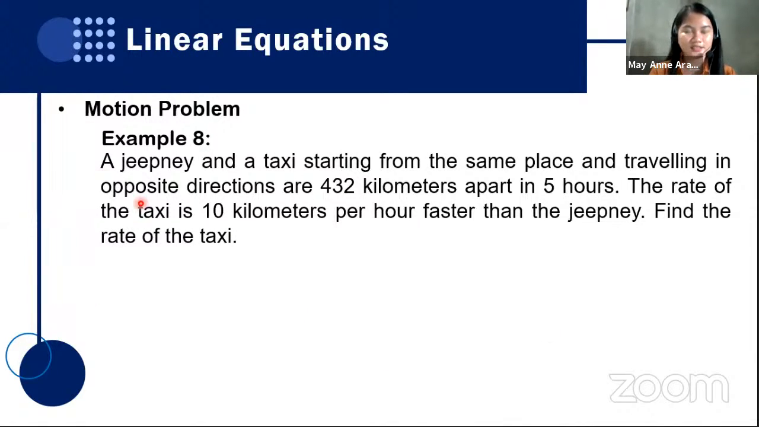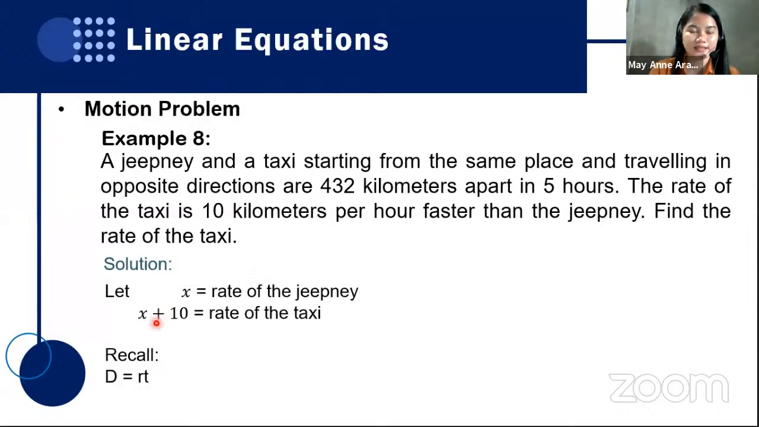Okay, next, a jeepney and a taxi starting from the same place and traveling in opposite directions are 432 kilometers apart in 5 hours. The rate of the taxi is 10 kilometers per hour faster than the jeepney. So find the rate of the taxi. Okay, let us assign values of the variables. So x be the rate of the jeepney. So why did we add 10 here? Because according to this, the rate of the taxi is 10 kilometers per hour faster. So we need to add 10 to the rate of the taxi.